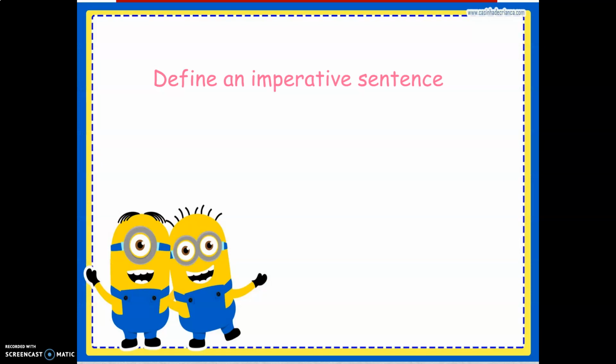Define an imperative sentence. An imperative sentence is a sentence that gives a command or a request to do something. Now write 5 imperative sentences. Open the door. Wash your hands every day. Brush your teeth. Do your homework. Help your mother. These are 5 sentences using the imperative.